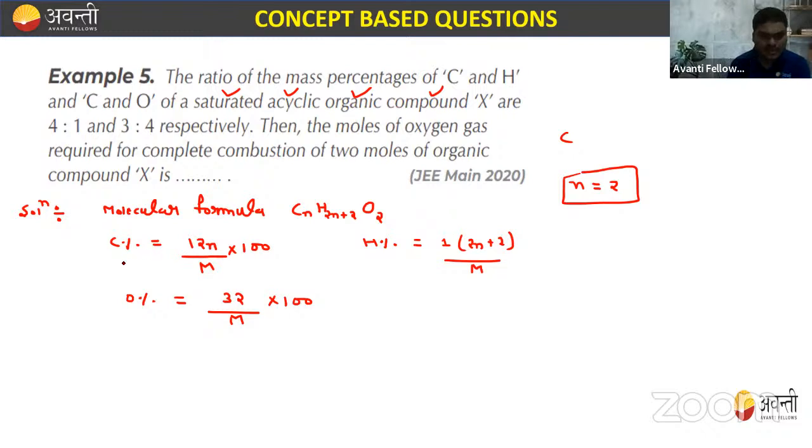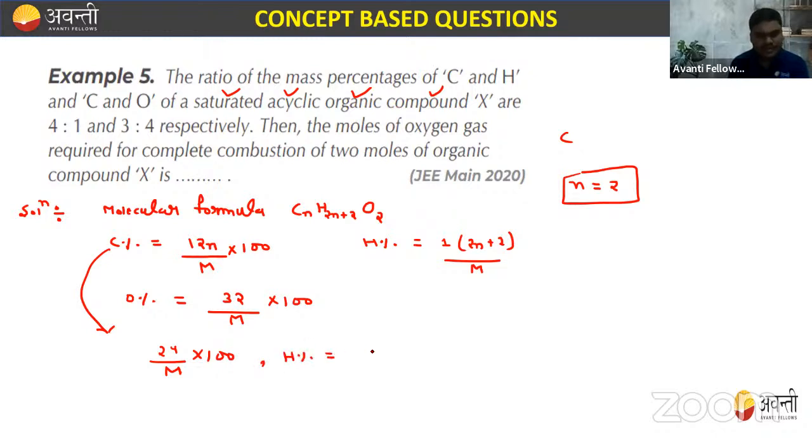Right? So just put the values here for n. So we have the percentage of C as 12 into 2, that is 24, divided by capital M, into 100. Similarly for hydrogen.